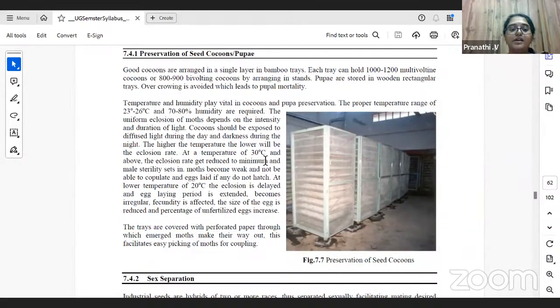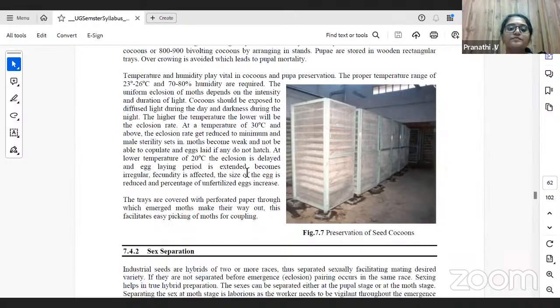At a temperature of 30 and above, the eclosion rate gets reduced to a minimum and male sterility sets in. So you see that the temperature does not exceed 30 degrees at any point of time. And at a lower temperature of 20 degrees Celsius, the eclosion is delayed and the egg laying period is extended. So neither above nor below temperatures should occur. You need to maintain a standard temperature of around 23 to 26 degrees Celsius.